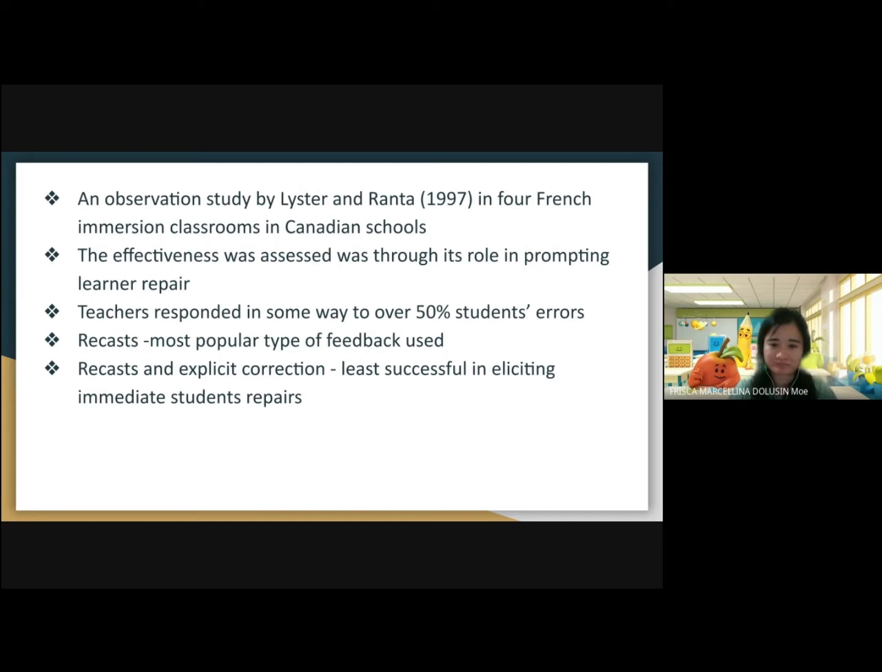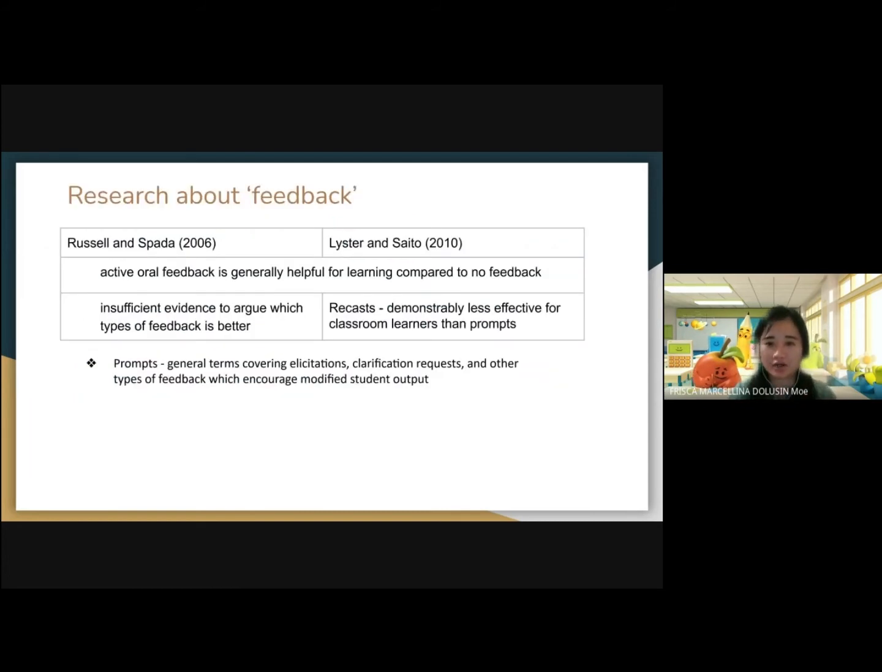Okay, in this study, the teachers responded in some way to over 50 students' errors. And then from this study, recast is the most popular type of feedback used. Remember recast, where the teacher reformulates everything without saying the error. Okay, and then recast and explicit correction are the least successful in eliciting immediate student repairs. Even though recast is the most used, most popular type, the students cannot understand what is wrong. Why is the teacher saying that? So the students cannot respond immediately. Okay, next.